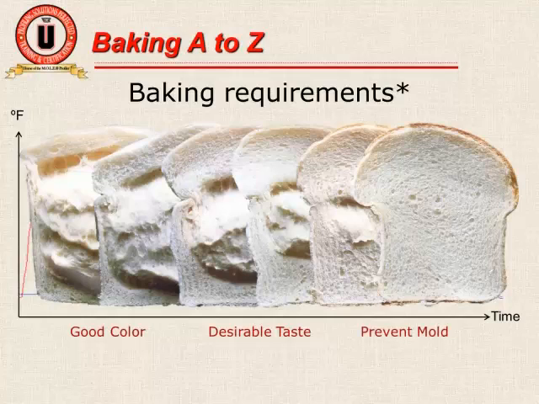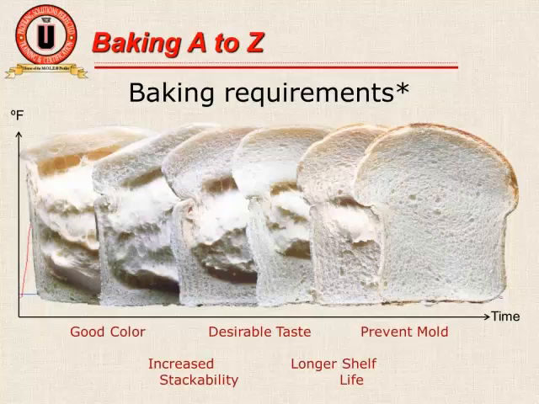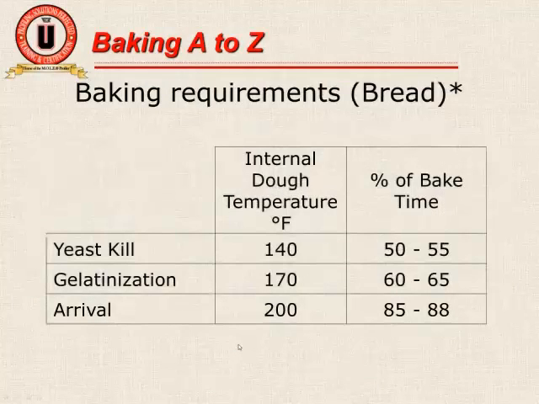We're trying to prevent mold, increase stackability, not so soft that the stuff goes flat as you stack it, and then finally the longest possible shelf life. That's what baking does to the dough. Simple as that. And the oven settings required to produce the perfect profile is what your goal is. And we're going to talk a little bit about how we do that.